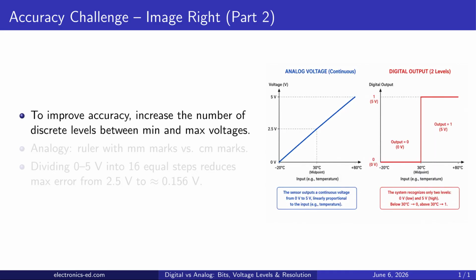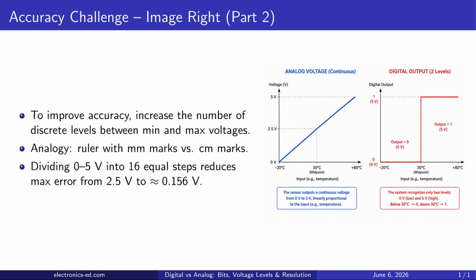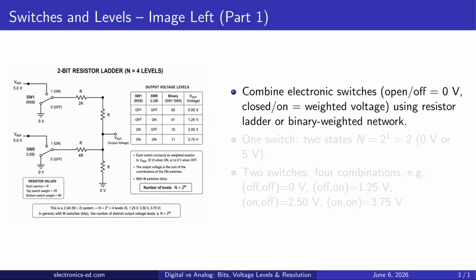To improve accuracy, we need to increase the number of discrete levels between the minimum and maximum voltages. Think of a ruler with millimeter marks versus centimeter marks. More marks mean finer measurements. Dividing 0 to 5 volts into 16 equal steps reduces the maximum error from 2.5 volts down to approximately 0.156 volts. We can combine electronic switches using a resistor ladder or binary-weighted network. Open or off gives 0 volts, closed or on gives a weighted voltage.